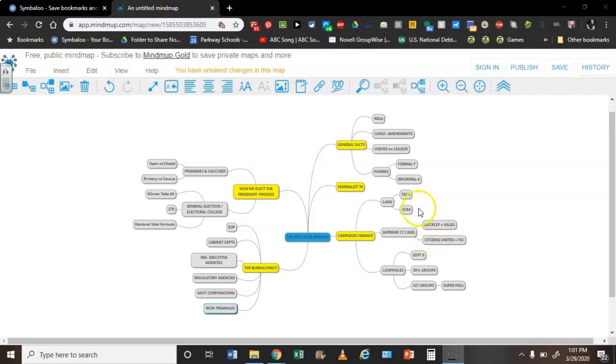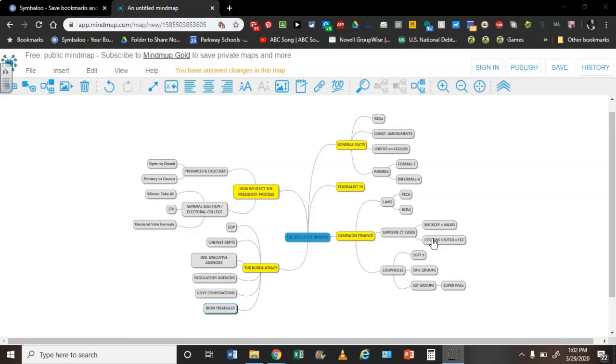Buckley versus Valeo was a challenge to FECA, and Citizens United was a challenge to the BCRA. Citizens United is the big case, and basically what you need to remember from Citizens United is that the outcome was that corporations and unions, which had previously been banned from donating 1 single penny to any campaign, can now spend unlimited amounts of money.